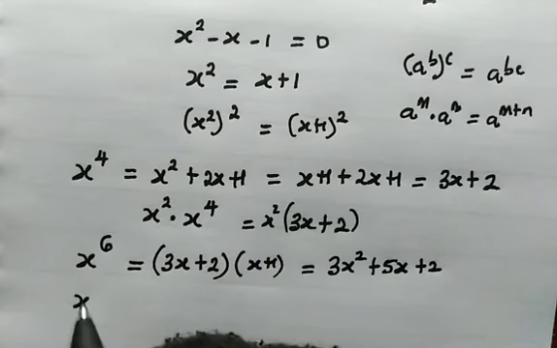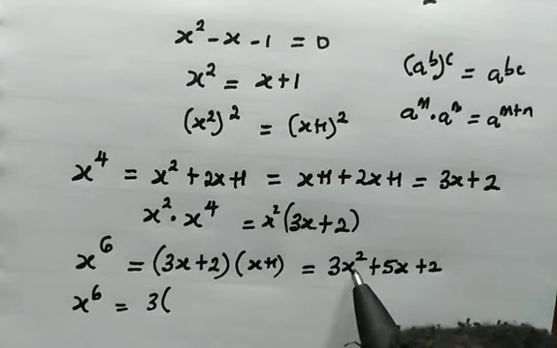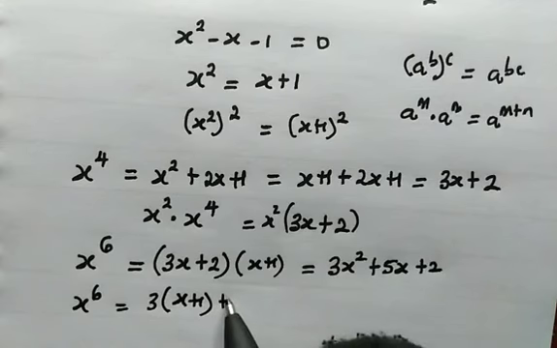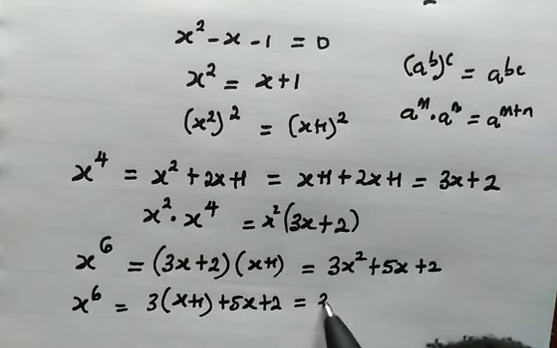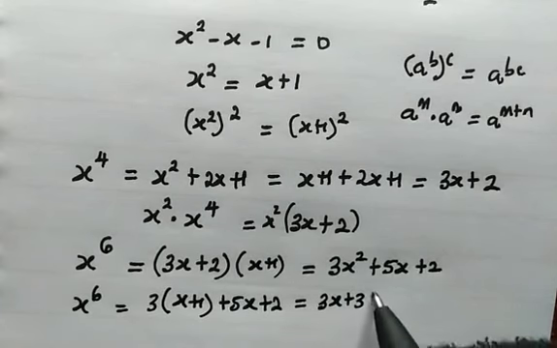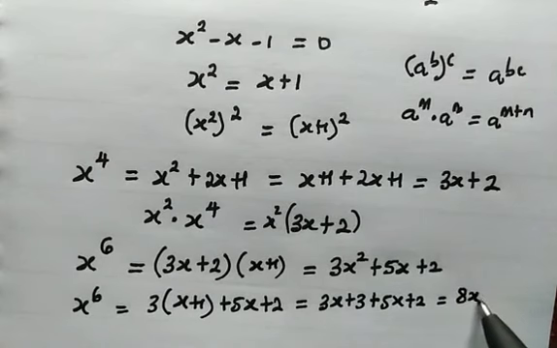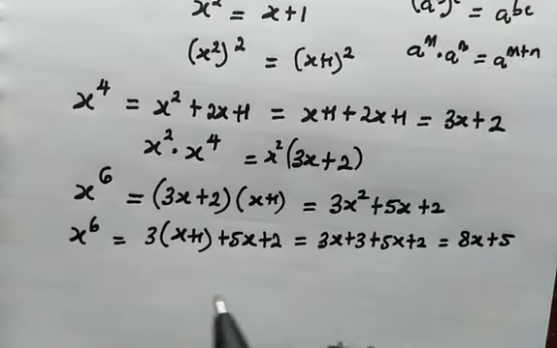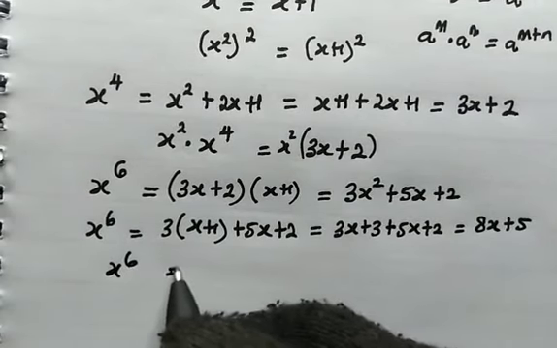So from here we have x to the power of 6 equal to 3 into brackets. Remember, x squared is equal to x plus 1. So here we have x plus 1, then plus 5x plus 2. Now opening this bracket, we get 3x plus 3 plus 5x plus 2. Then simplifying, we get 8x plus 5. So from here we have x to the power of 6 equals 8x plus 5.